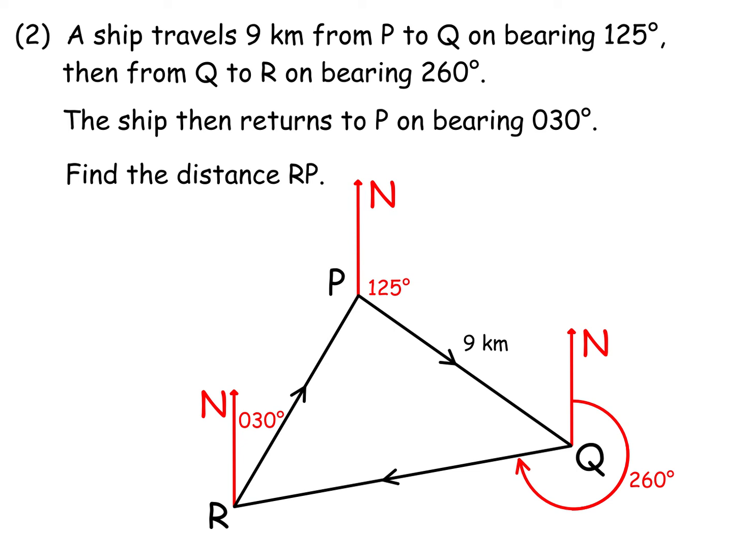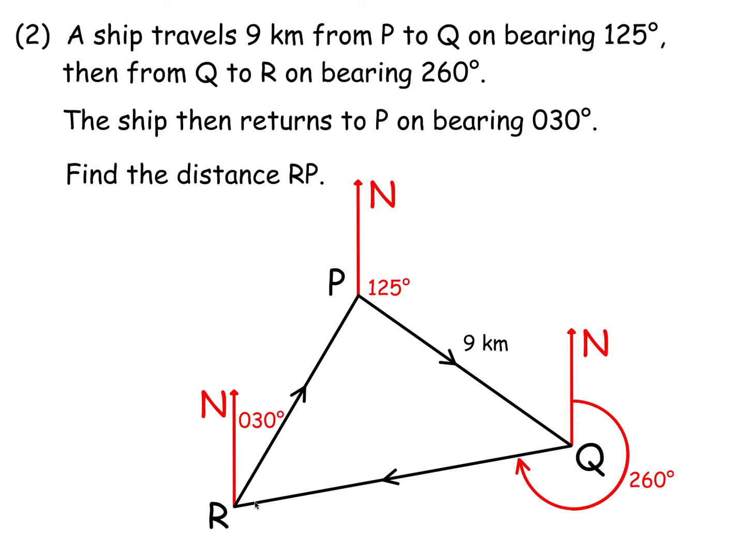The second kind of question you'll get in the worksheets are this kind where you're travelling distances. So you're travelling distances and you're using, for direction, 3-figure bearings. That's the angles. So in this example, ship travels from P to Q, 9 kilometres, bearing 125, there it's in the diagram, 9 kilometres from P to Q, turning clockwise from north at 125 degrees. From Q it sails on to R on bearing 260 degrees. So there it is, turning clockwise from north around 260 degrees.